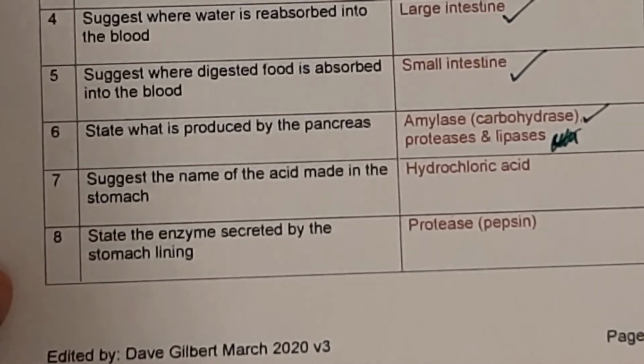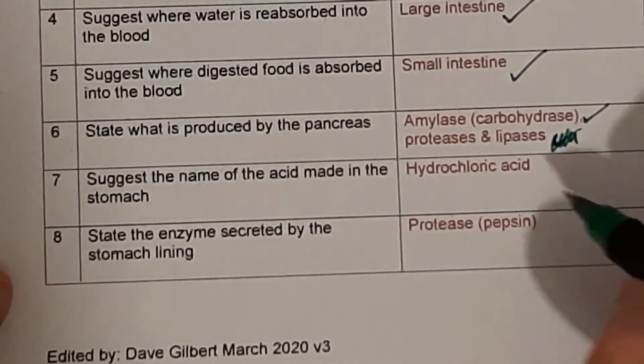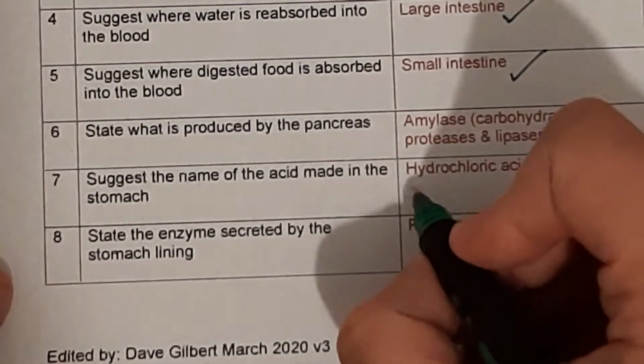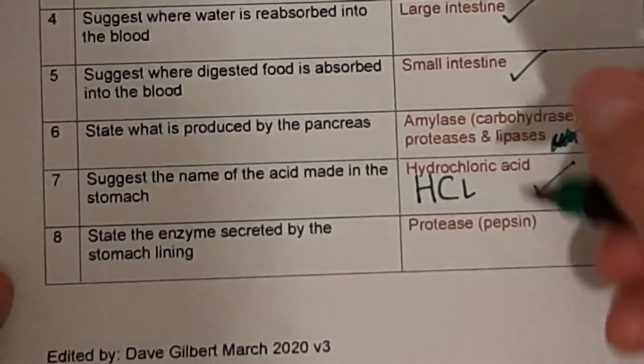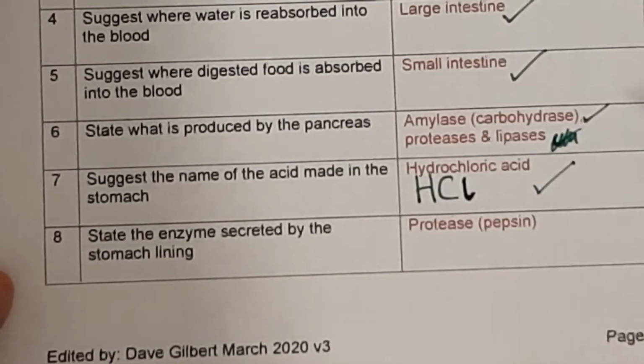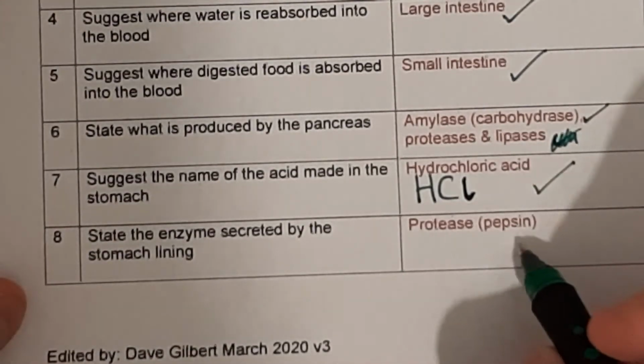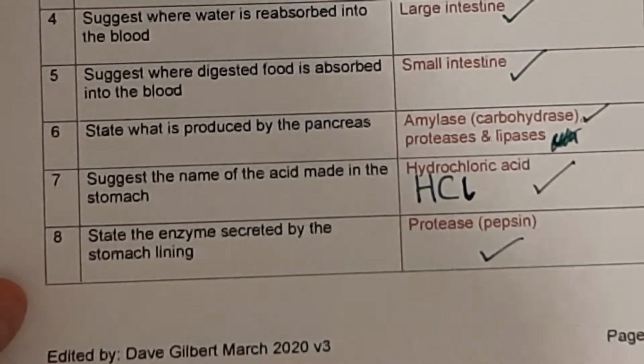Question 7, suggest the name of the acid made in the stomach. That's hydrochloric acid, or if you've written capital H, capital C, lowercase l. Okay, that's a lowercase l, not a capital. Question 8, state the enzyme secreted by the stomach lining. That would be protease or pepsin. Either of those is worth the mark.